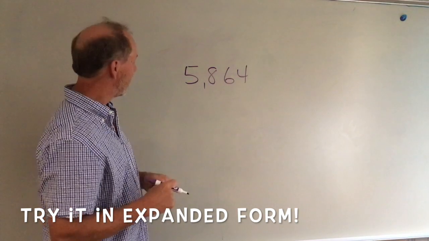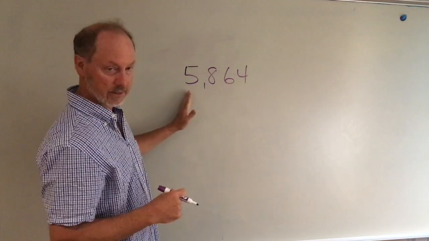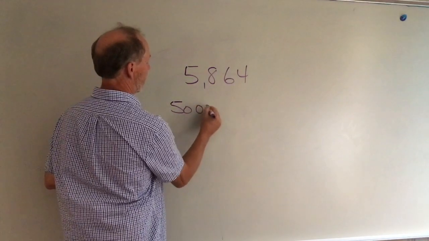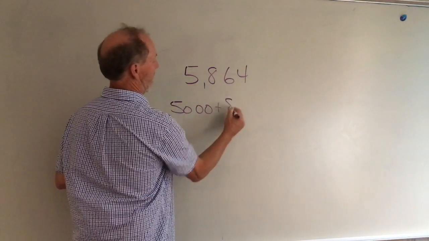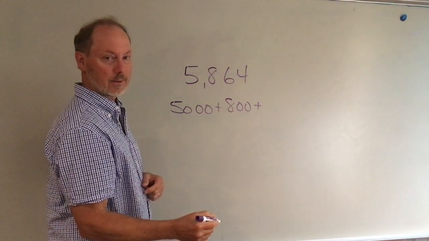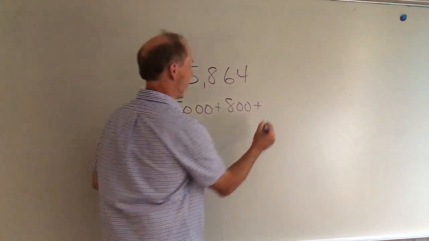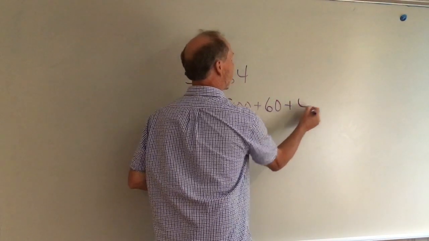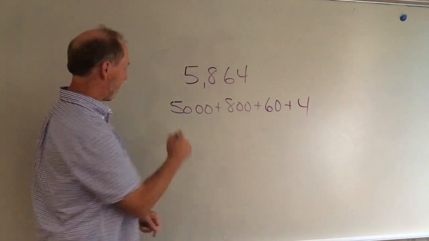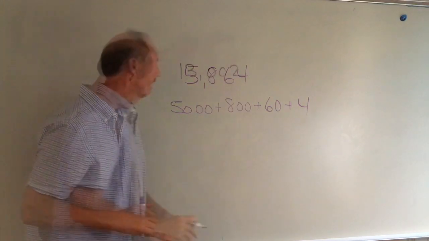Expanded form, I'm going to name each place that's there. So I'm going to write 5,000 plus 800 plus, what do you think? Did you say 60? Good. 60 plus 4. Okay? That's expanded form.